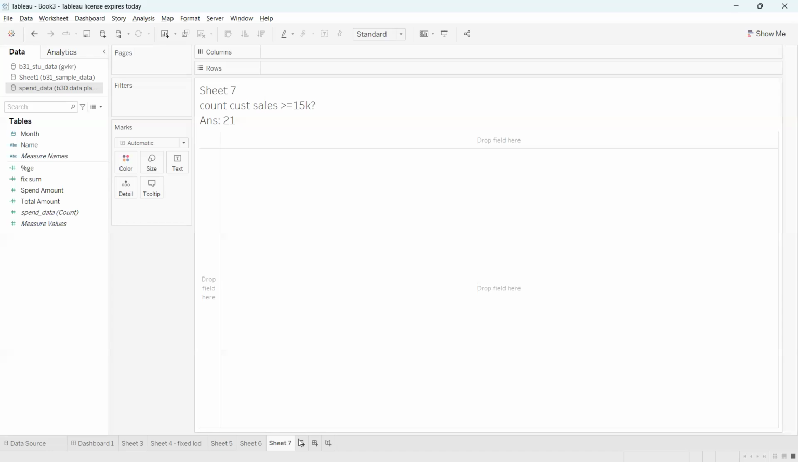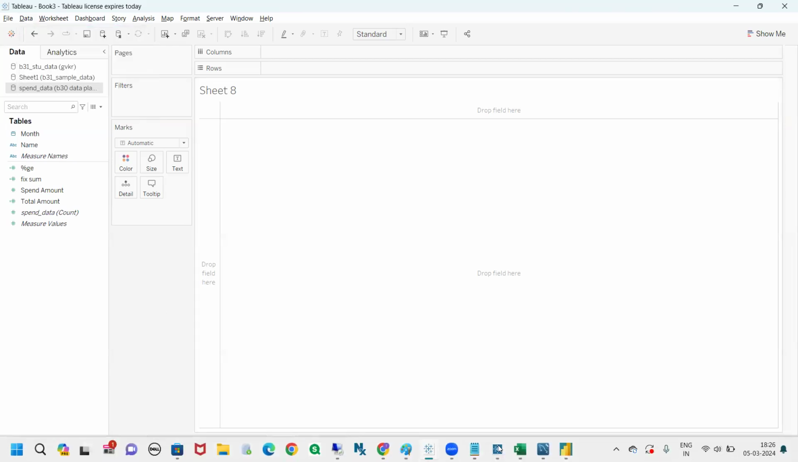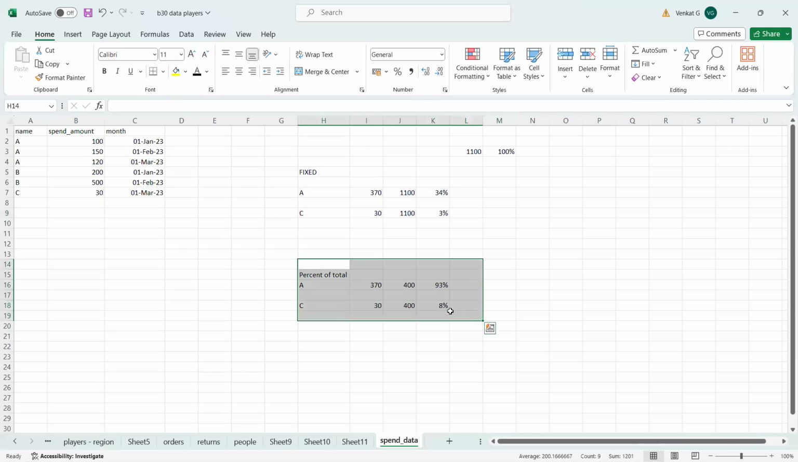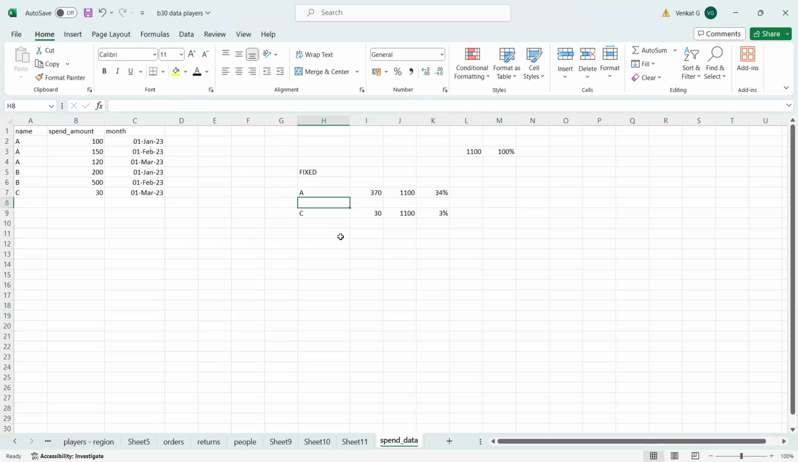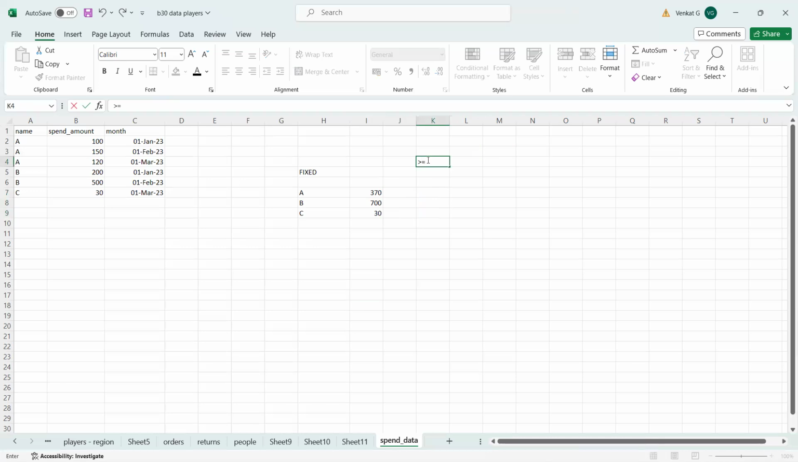So I go to sheet 8 here. Let me take the simple sample data only. For person B, what is the total sales? It is 700, right? Let me explain with the simple data only, because it is very easy for us to understand. If I go for a large amount of data, I can't understand how the calculations are working.